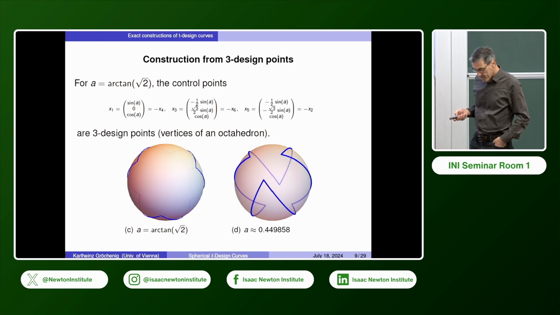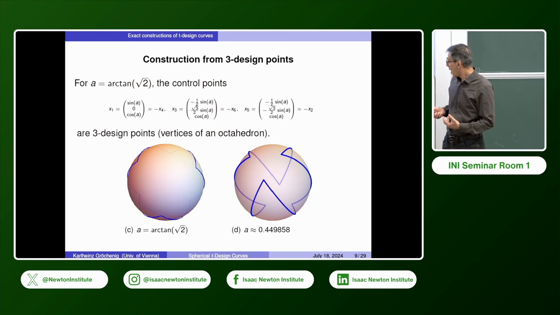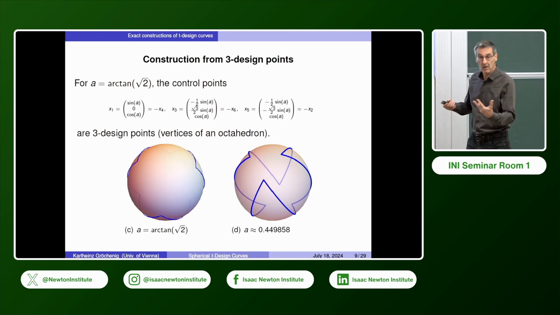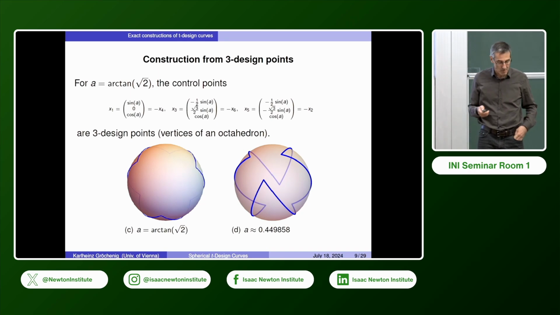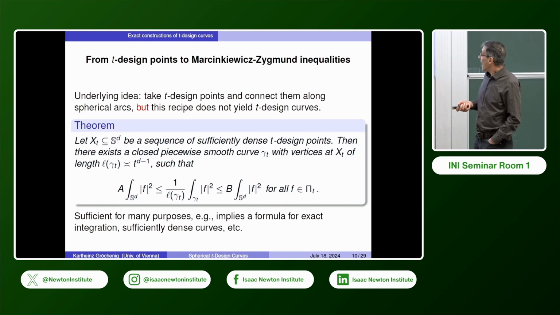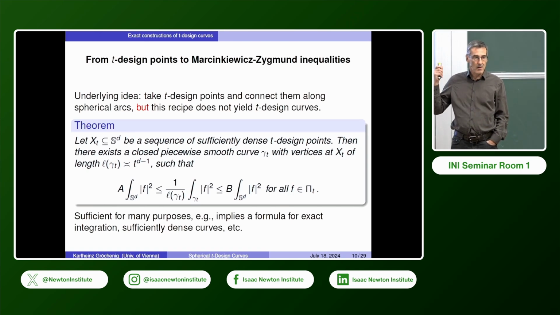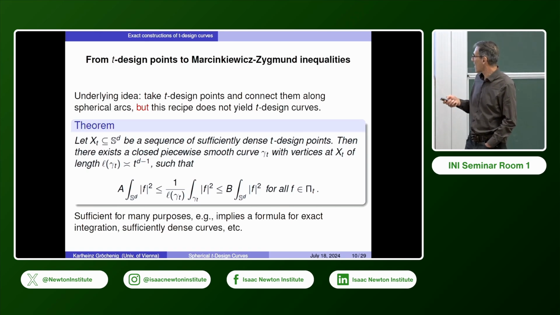So here is another example with 6 points. So for a certain value of the parameter a, you get an octahedron. So the points, the vertices form 3-design points, but when you connect, you don't get anything. If you distort the point set and connect, then you get the 3-design curve. So there seems to be a difference. Well, this is a new result, not even written up, not even typed yet.